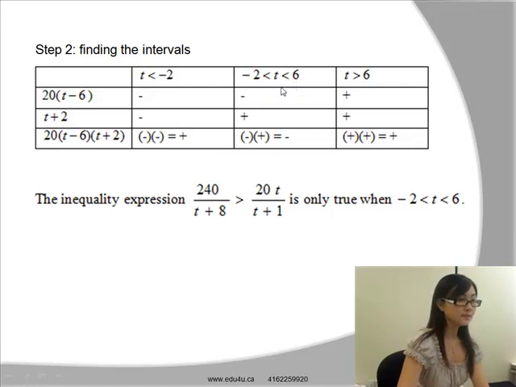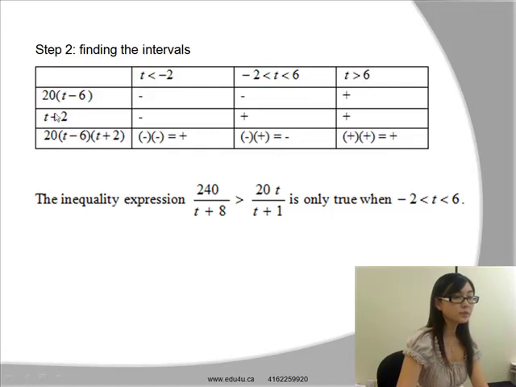When we look at the interval from negative 2 to 6 for t, when we plug a number from that range into 20 times (t minus 6), we get a negative value. And when we plug a number from this range back into t plus 2, we get a positive value. A negative times a positive equals a negative. So this range is good because we got a negative value in the end.